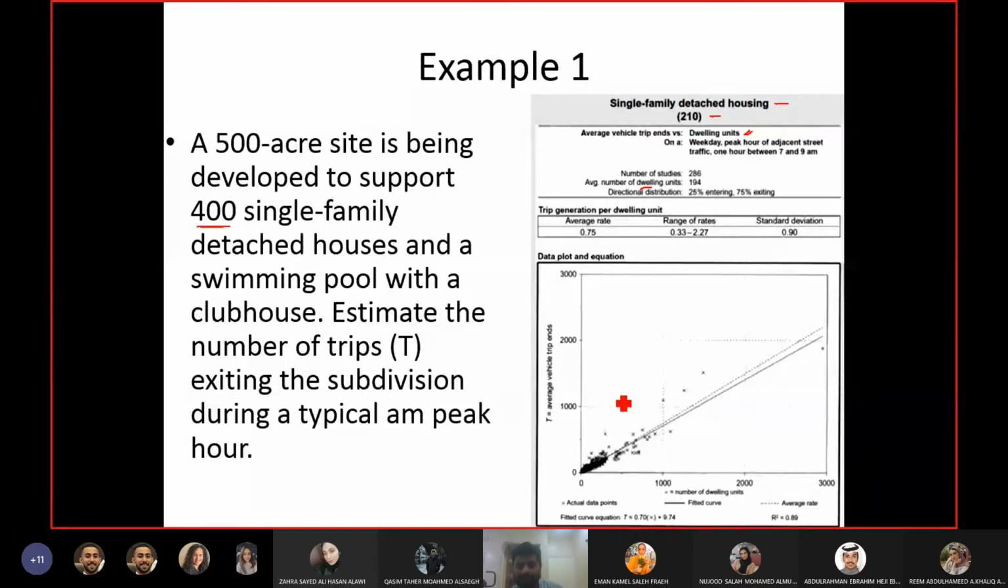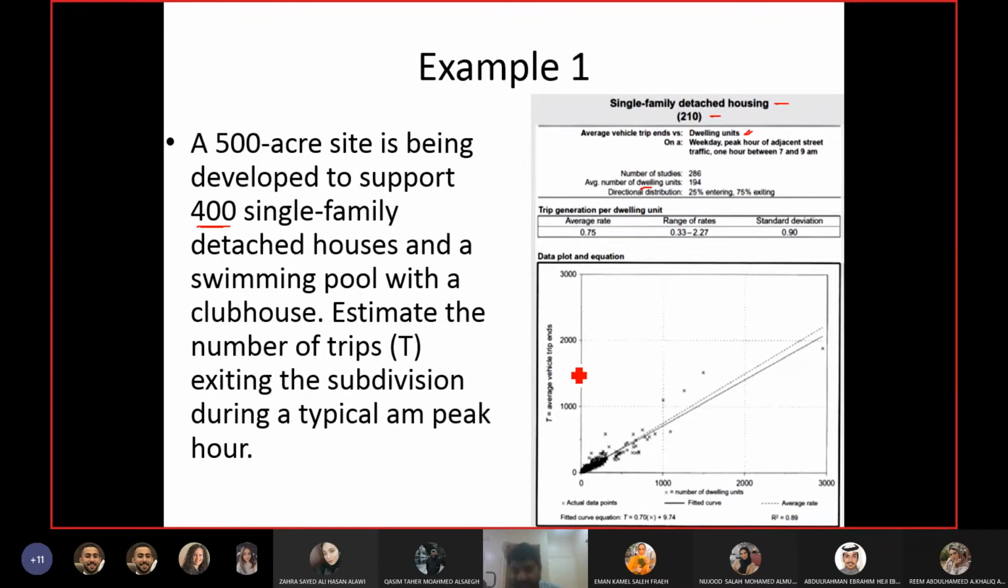Then you look at this graph. This is the graph which is used for developing the regression equation. When you are developing the regression equation, you will form a graph like this, or using the regression equation you can make a graph like this. On the x-axis you have the x value, which is the number of dwelling units. On the y-axis you have the number of trips, the T value. They are saying vehicle trips, but as I told you, vehicle trips means assuming that every vehicle has one person.